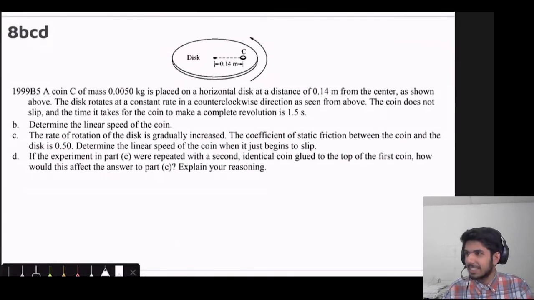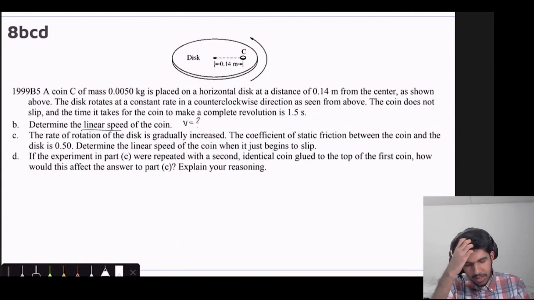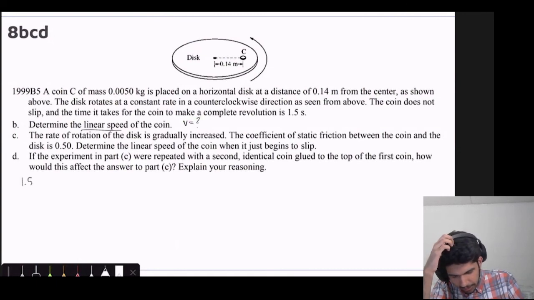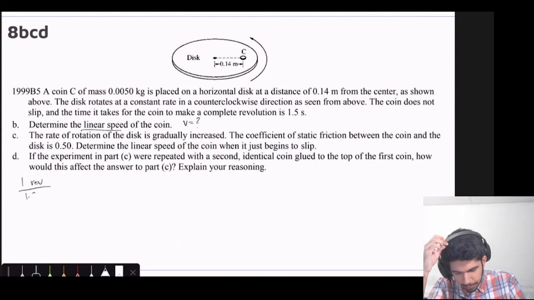Now we have parts B, C, and D. So now we want to find the linear speed of the coin. So this is saying velocity equals what? We can figure this out. We're sort of given velocity. Again, we see the word revolution. And what is this saying about revolution? In 1.5 seconds, the coin makes a complete revolution. So 1 revolution in 1.5 seconds, that is sort of the velocity. We can just figure out what it is in terms of meters.